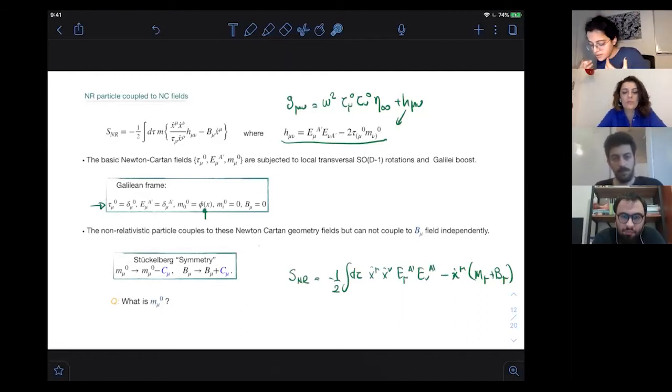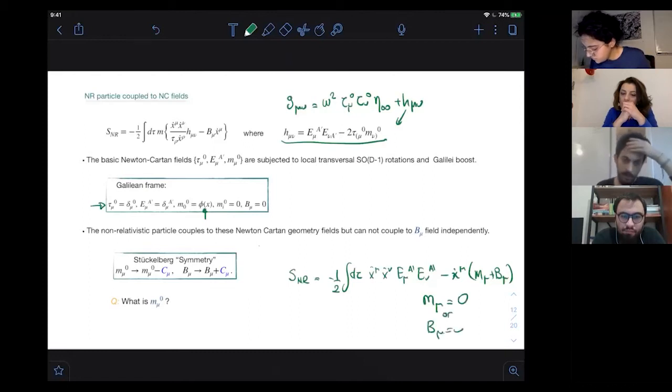Another way of saying this is there is a Stueckelberg symmetry. If I shift b by this amount, c_mu, and m by c_mu, then this combination is invariant. This suggests that in the way of introducing fields, there is some redundancy. In principle, I can just fix it by setting either m_mu to 0 or b_mu to 0. That would be an equivalent description because the particle cannot distinguish them. I should say that if you want to set m_mu to 0, then you have to be careful because the m_mu field transforms under local spatial rotations, but it can be done.